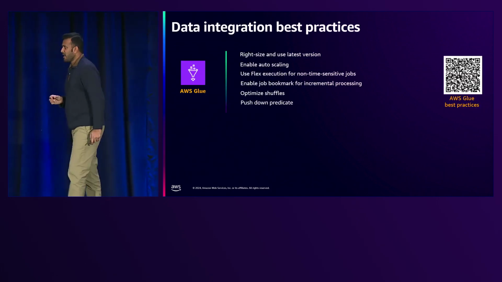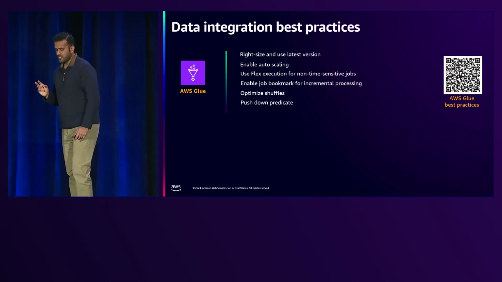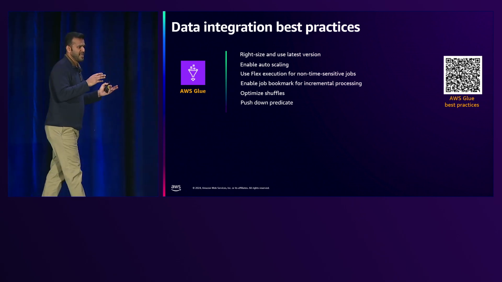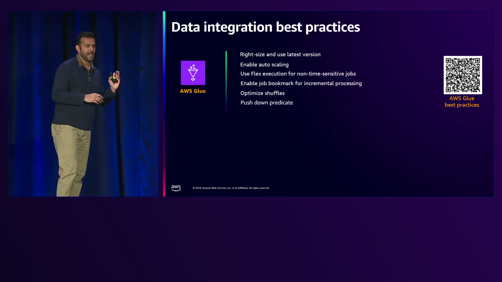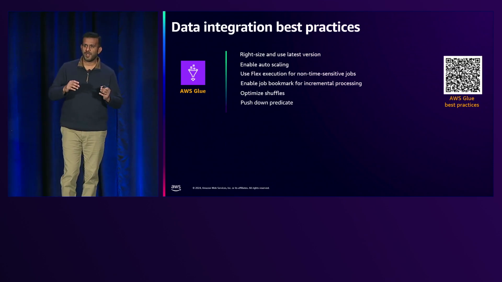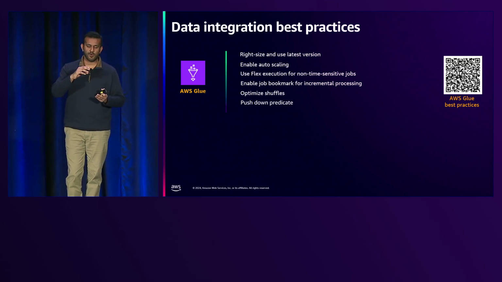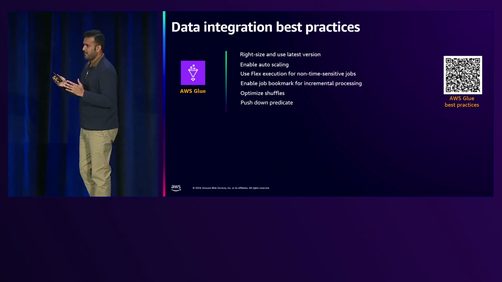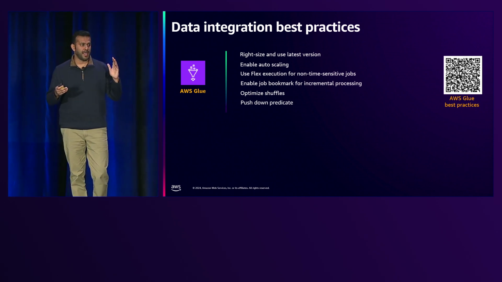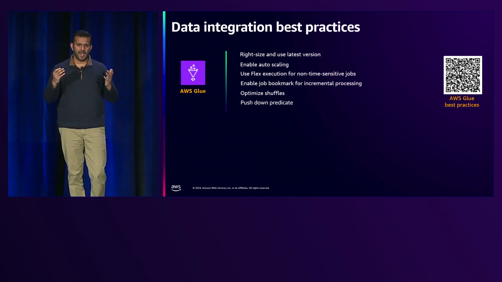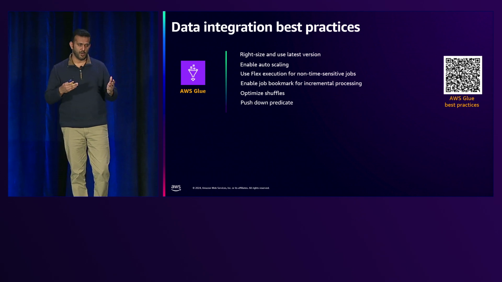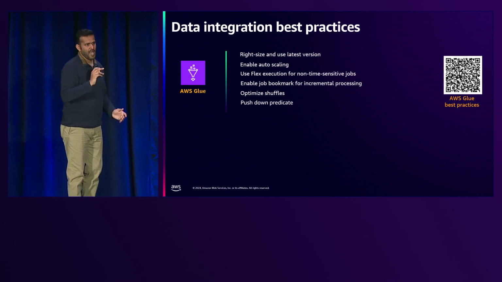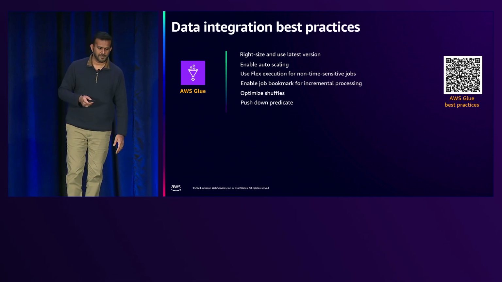All right, now talking about data integration with AWS Glue. Make sure that you're right-sizing your workers. So with Glue, there are different worker types, and worker type pretty much means the amount of CPU and memory you get per executor. So make sure that you're right-sizing it, and the best way to do that is by going into the Spark UI and analyzing how the executors are being used and leveraged for your job. And with Glue, you have one-click access to the Spark UI.